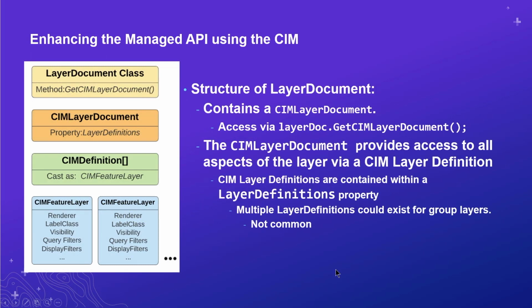Let us look at the overall structure of the layer document. The layer document object contains the SIM layer document. You access the SIM layer document using the get SIM layer document method. The SIM layer document provides access to all aspects of the layer via the layer definitions property. Group layers will have multiple layer definitions in this property, but this is not very common.